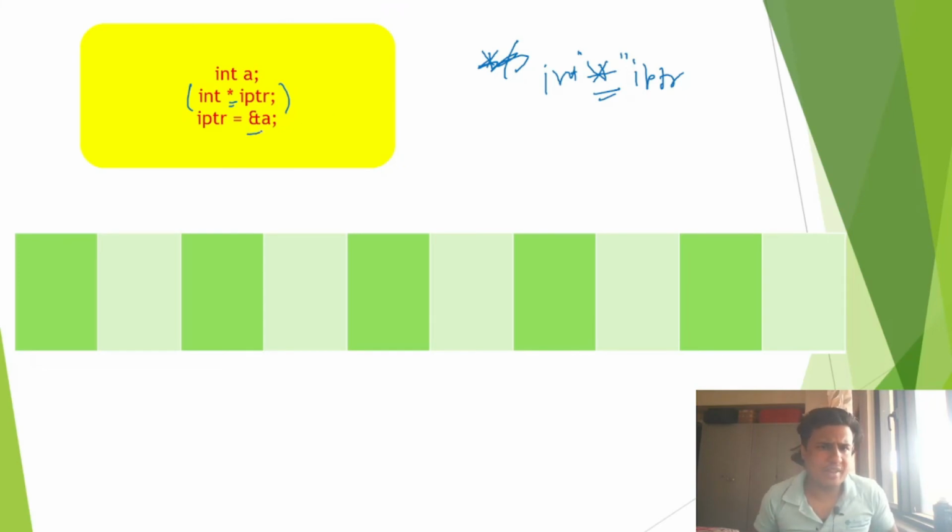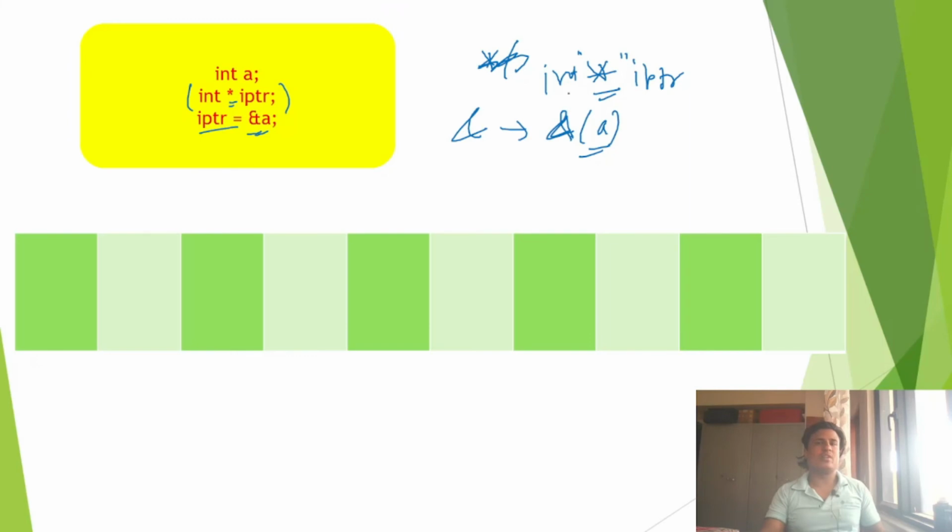And this is the ampersand operator. You already know that this is the addressing operator, and if you apply it to some variable, it will give the address of that variable. This is such a powerful operator. So IPTR is also known as a pointer variable, which will store the address of some variable. Now IPTR will contain the address of variable A.